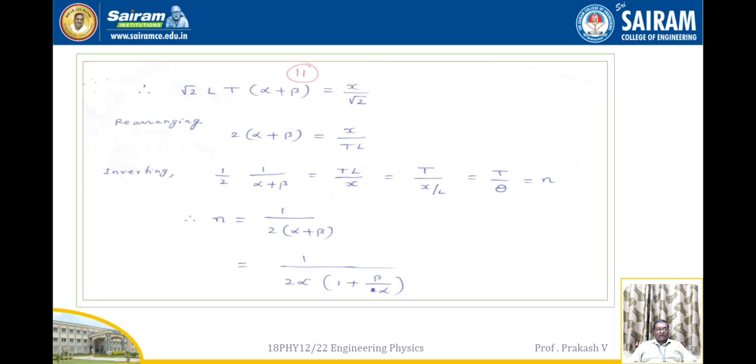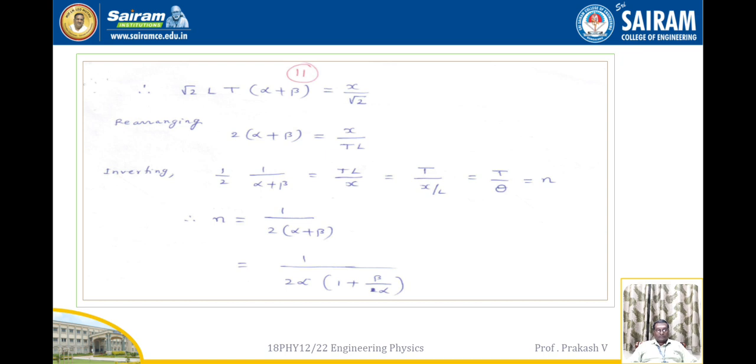So finally, root 2 L into T into alpha plus beta is equal to X by root 2. Rearranging the above equation, we can write 2 into alpha plus beta is equal to X by T into L. So finally, we are going to arrive at an expression for N is equal to 1 by 2 into alpha plus beta, that is equal to 1 by 2 alpha into 1 plus beta by alpha. So this is the expression for the rigidity modulus, that is N.